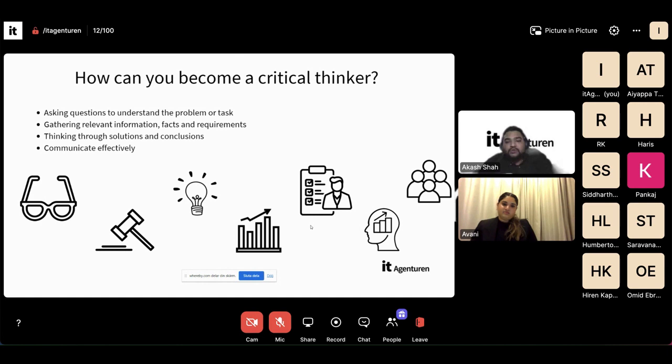This is a very small example, which is maybe part of our day-to-day activities, but we don't realize that if we just try and implement critical thinking, or try and think before we decide on what we are doing, we can change our decisions as well as the outcomes of our decisions. Now we can move forward to the next slide.